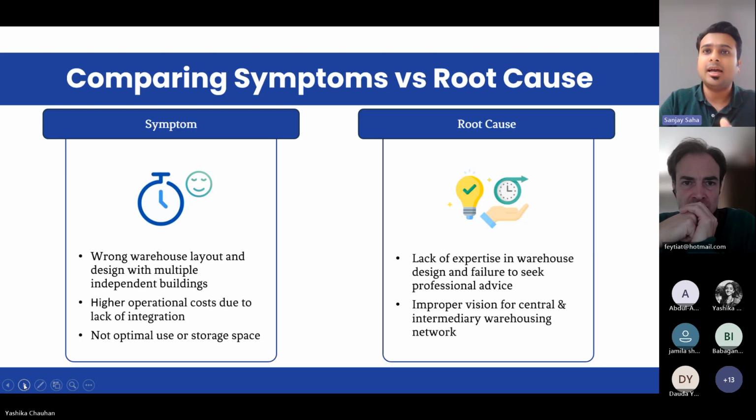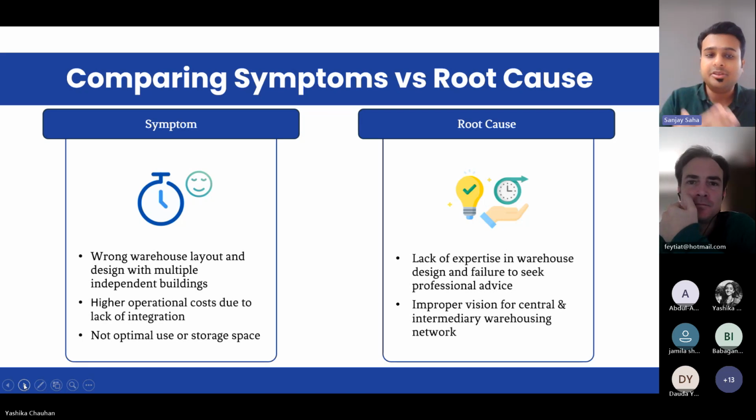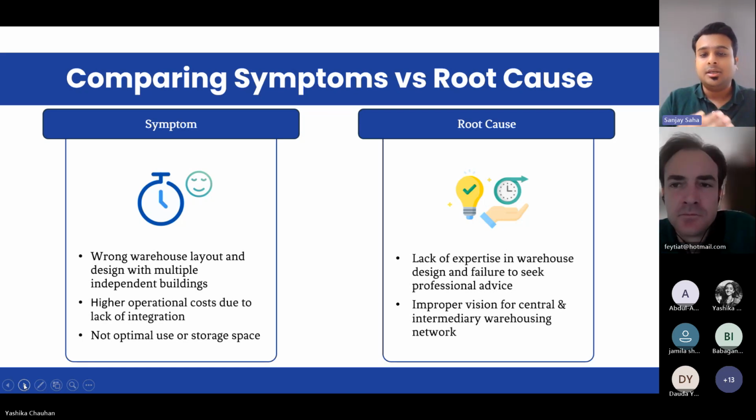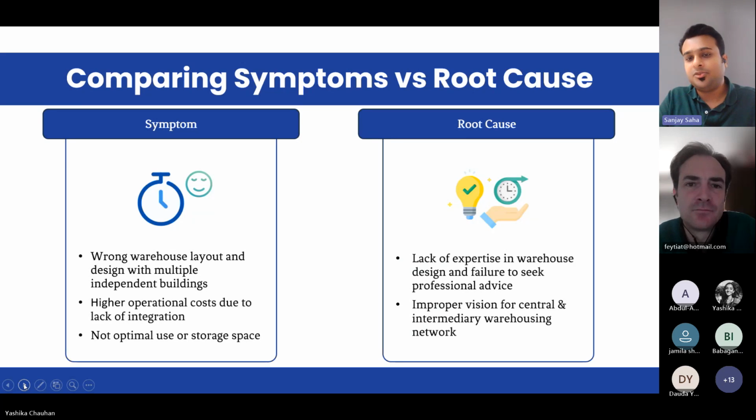So eventually, once you have the symptoms and you have all your causes and then root cause, it is always a good idea to write them on a single sheet of paper or a slide parallel to each other, so that you can see how a symptom comes out from a root cause. So a root cause defines or leads to the symptom. In this case, if I read it, it says wrong warehouse layout and design with multiple independent buildings, because there was a lack of expertise in warehouse design and they failed to seek professional advice.